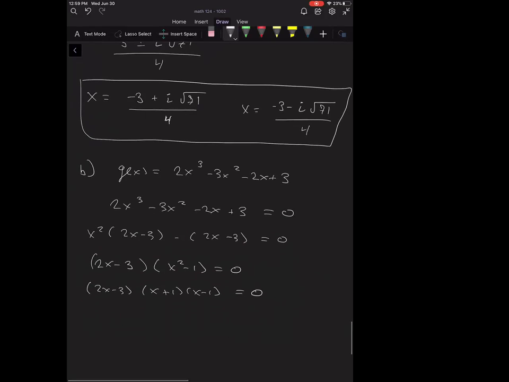And then from setting each of these three pieces equal to 0, from the first one we're going to get x is equal to 3 over 2. From the next one, we're going to get x is equal to minus 1. And from the last one, we're going to get x is equal to positive 1.